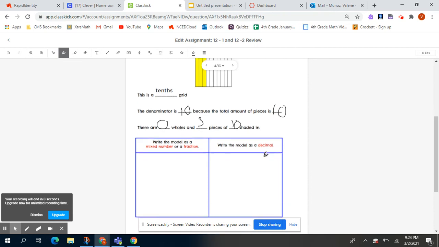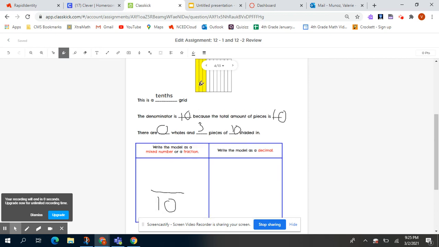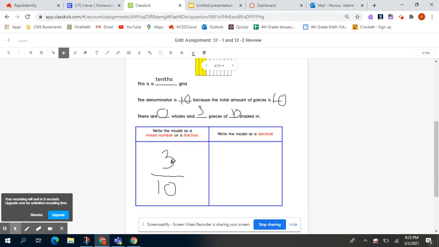Now that I know that, I can write my model as a mixed number or a fraction. Well, my total amount of pieces is 10, so we had said our denominator is 10. And if I have 3 of these 10 shaded in, that means my numerator is 3. So my fraction is 3/10.